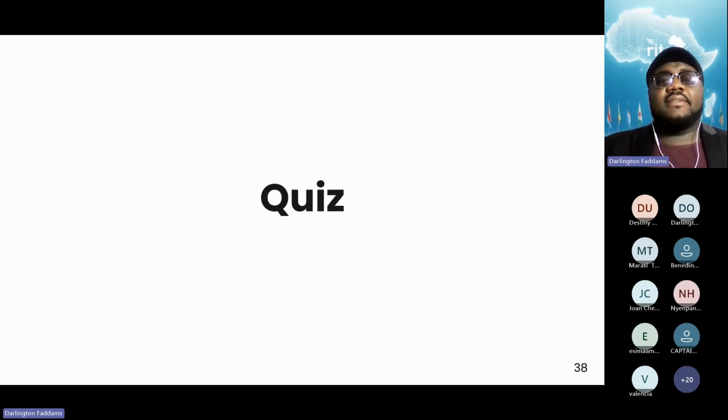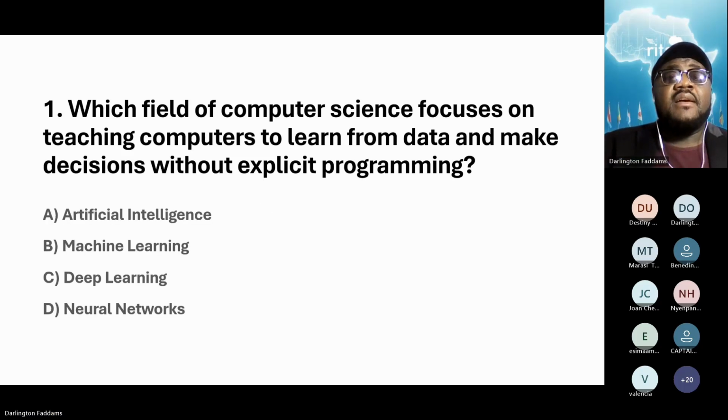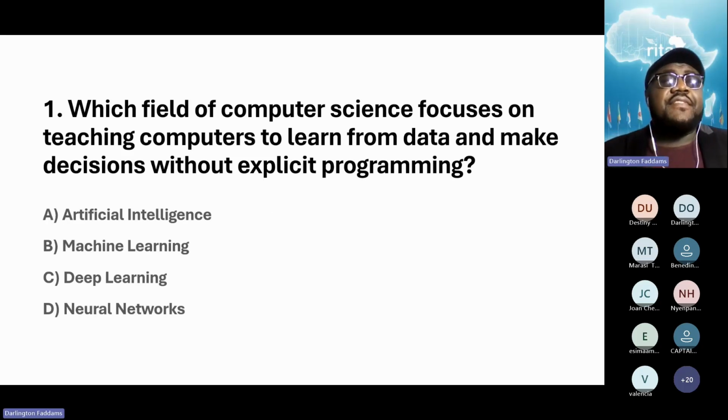So let's take a pop quiz. And I think I'm going to make it 1 or 2 questions. And then we will jump to unsupervised learning. And then we will have a model to work on. And when we get there, I'll tell you how that will go. For now, I'm going to ask you a question. Which field of computer science focuses on teaching computers to learn from data? I'll end the question there. Who can tell me? Which field of computer science focuses on teaching computers to learn from data?